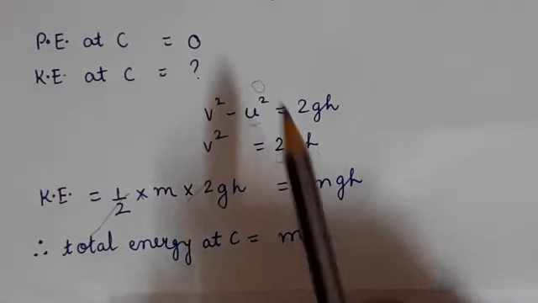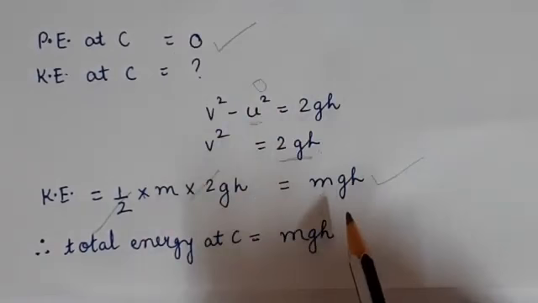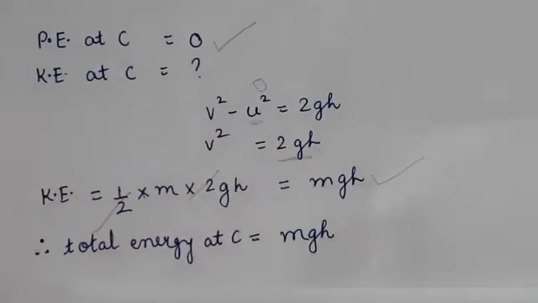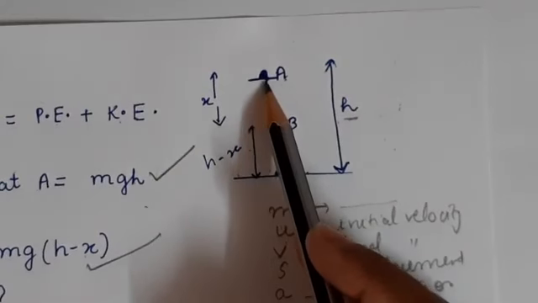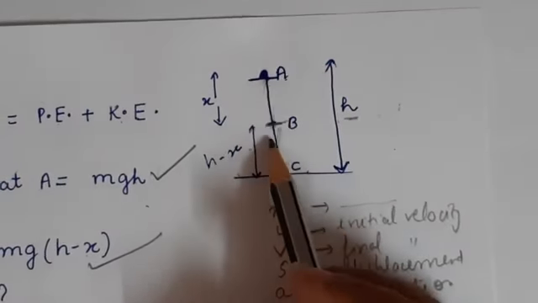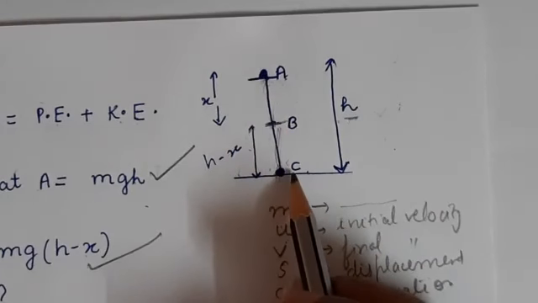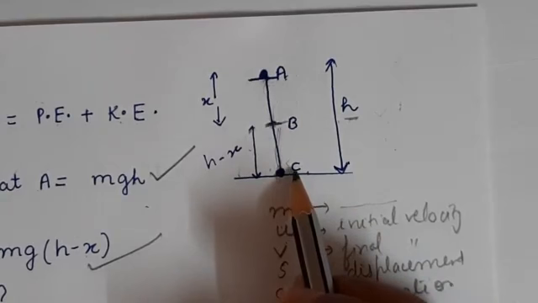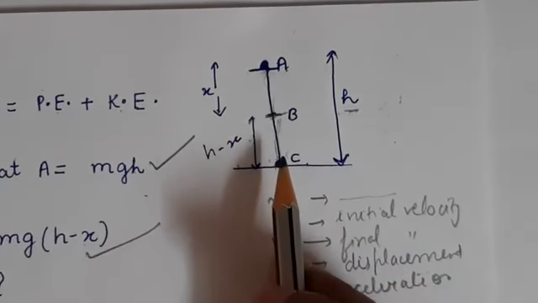So what is the total energy? Potential energy plus kinetic energy. 0 plus mgh, that will be mgh. Okay, so we derived at point A, total energy is what? mgh. At point B, it is also mgh. At point C, it is also mgh. So the total energy at any point remains constant. Okay, the energy remains conserved.